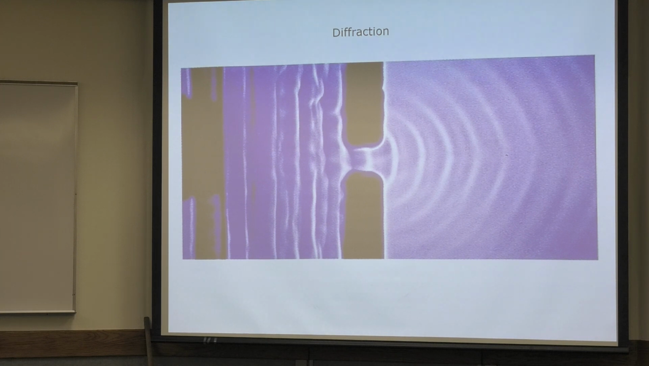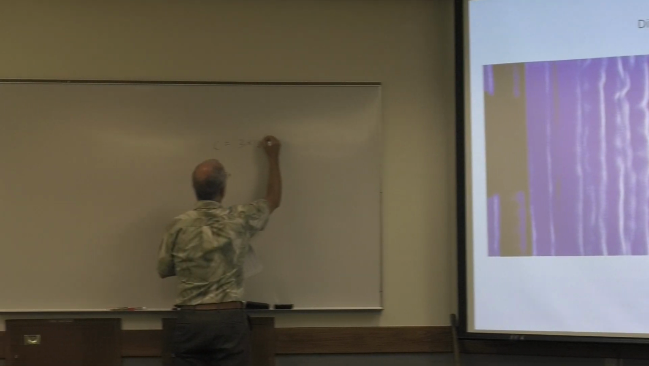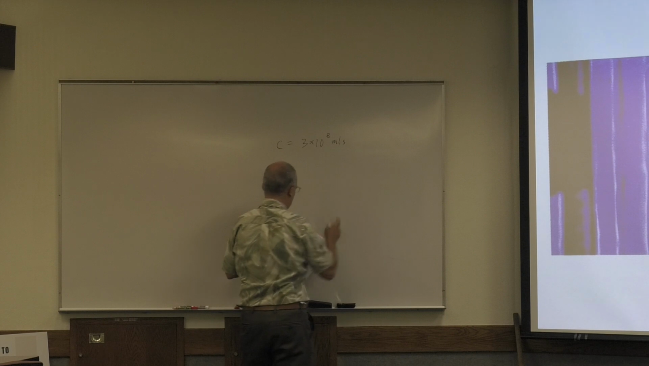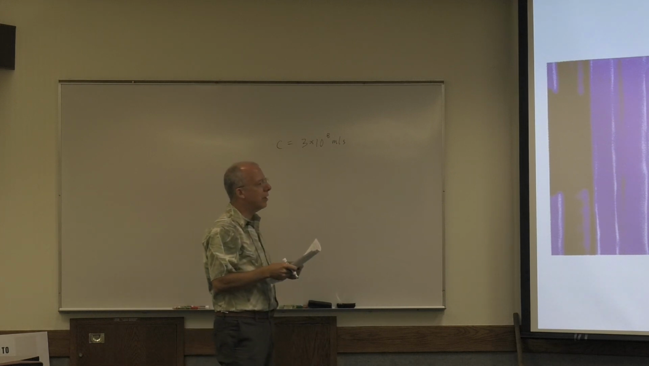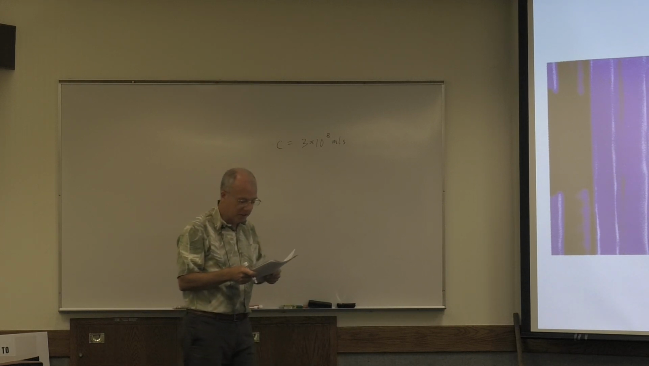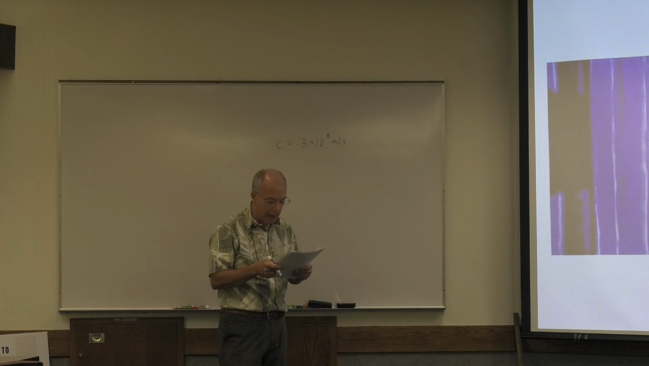The speed of light in a vacuum, you're going to see this a lot in Physics 106. They use lowercase c to denote the speed of light in a vacuum: 3 times 10 to the 8th meters per second. It's really fast. 186,000 miles a second. 671 million miles an hour.